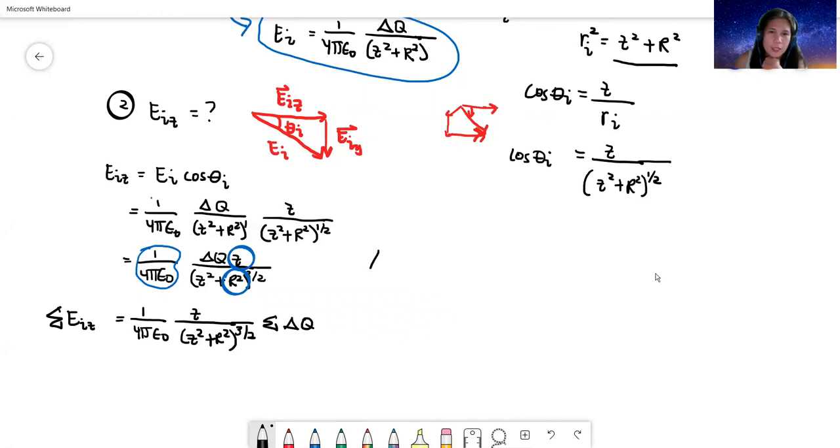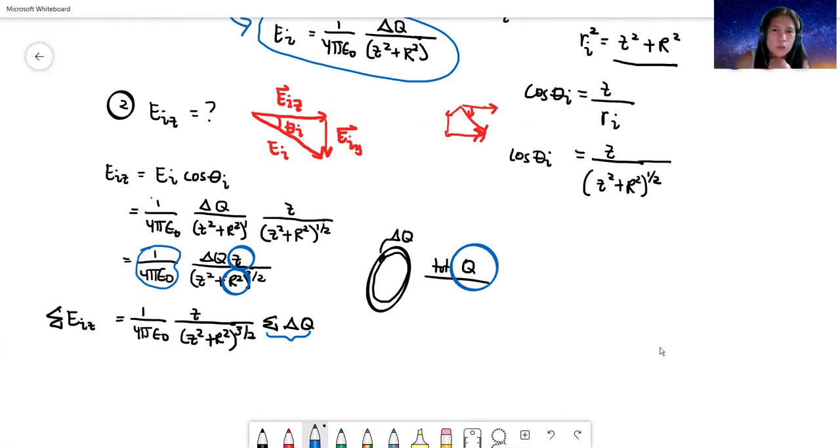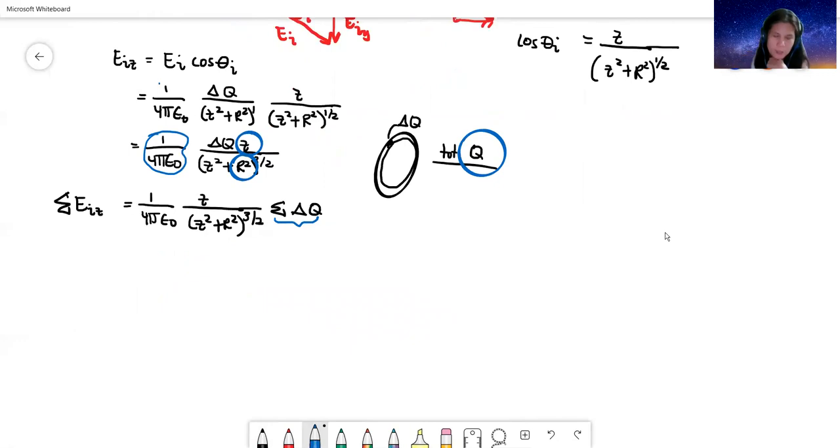So in the entire ring, if this is delta Q and you want to sum up all the Q, the total is just Q itself. So the summation of the delta Q can be determined immediately as Q. So, there's no need to transition to calculus, because we are able to sum it up without calculus.